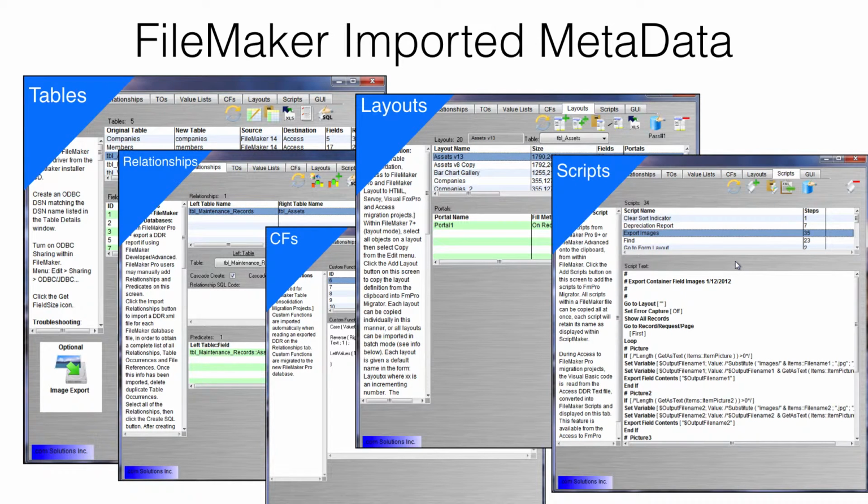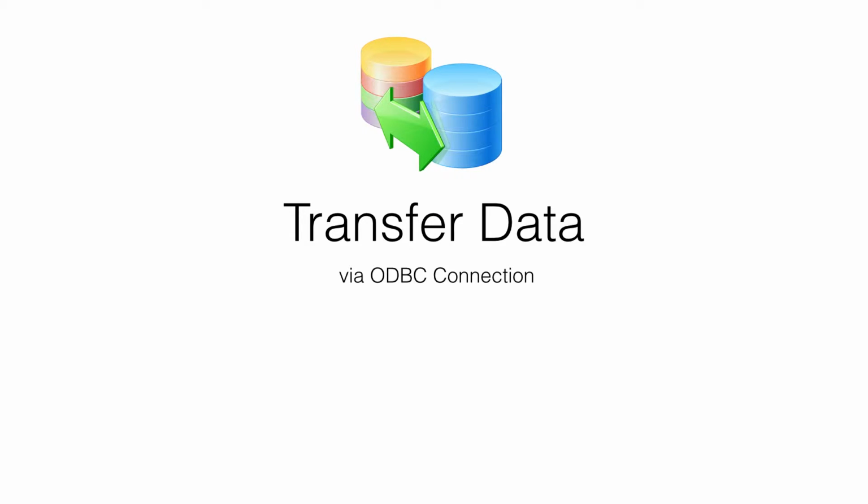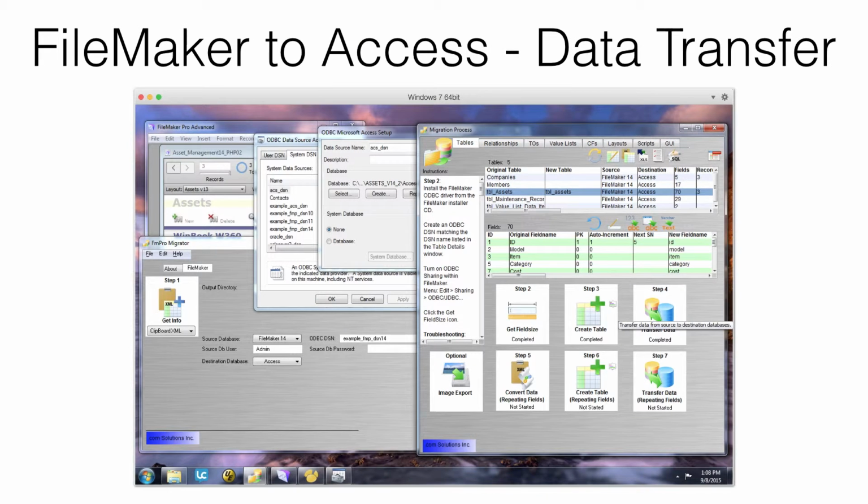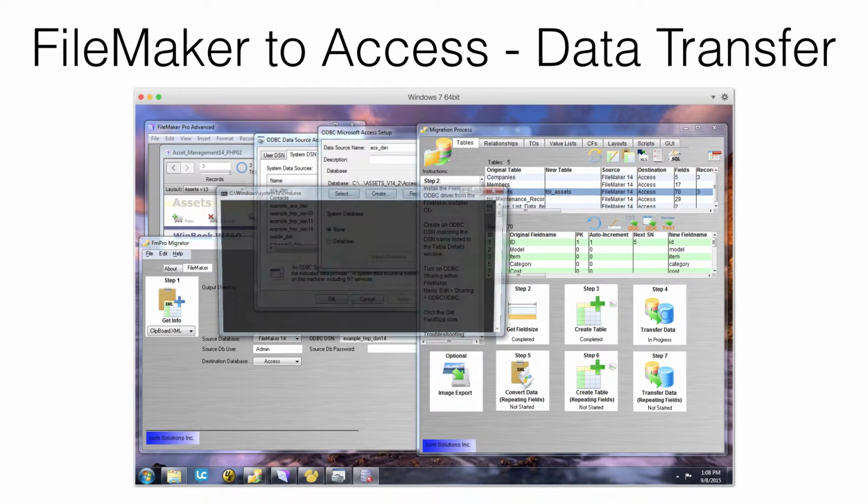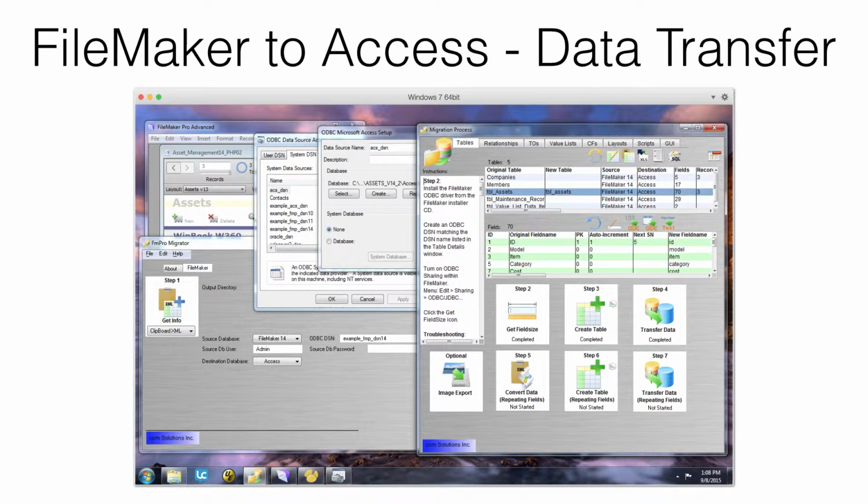FmPro Migrator reads FileMaker metadata via the clipboard or DDR XML file. The XML is parsed and converted into Visual Basic Code, as well as being used to build tables in Access. FmPro Migrator uses an ODBC connection between FileMaker and the Access or SQL Server database in order to accurately transfer the data. There are no problems with missing column headers or mixed data when using ODBC, as you might experience with other methods.